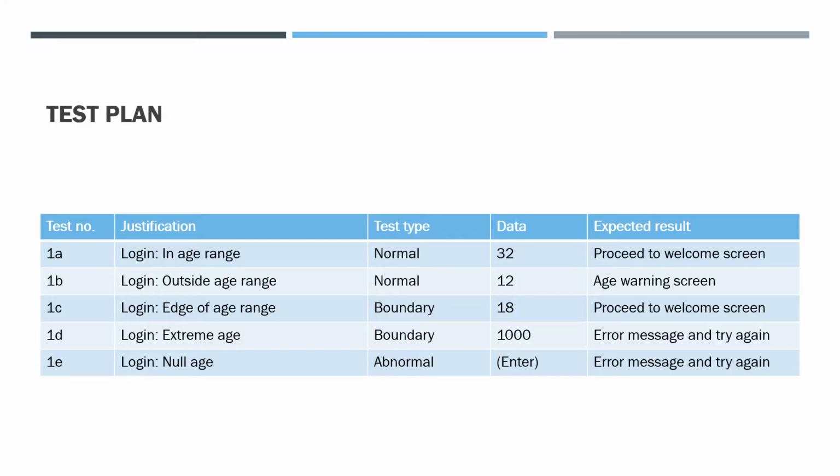So I've completed the test plan with examples of input data and expected results. So I've got ages of 32 and 12, which are normal ages, and if it's 32, they should go onto the welcome screen. If it's 12, you should get an age warning and log out. If it's 18, that's the boundary. And if you enter an age of 18, you should go onto the welcome screen. And then I've given a boundary or extreme age of 1,000 just to see what my software does. I suppose it should be an error message because you'd never get a user who's 1,000. And if you press enter without putting an age, you should get an error message.